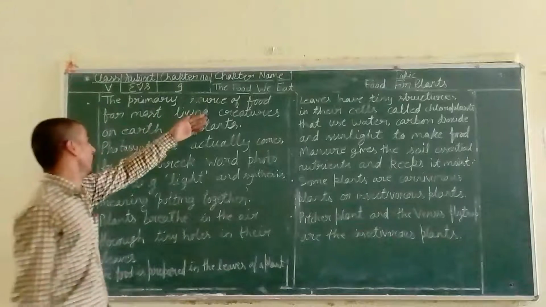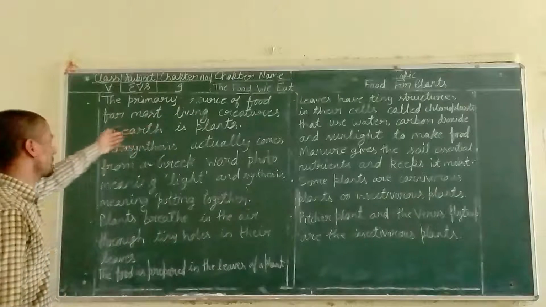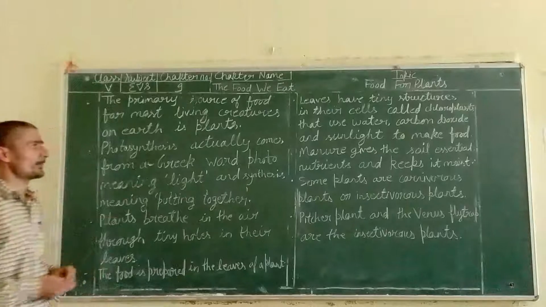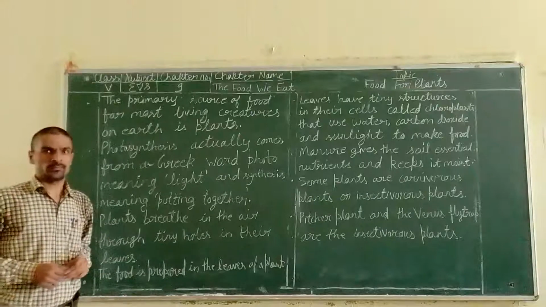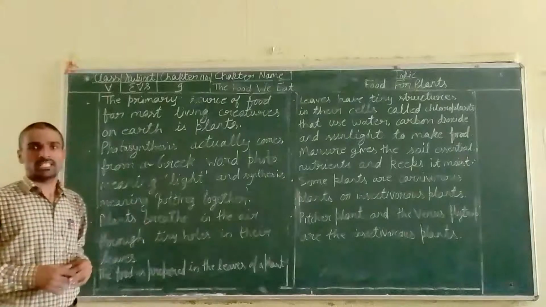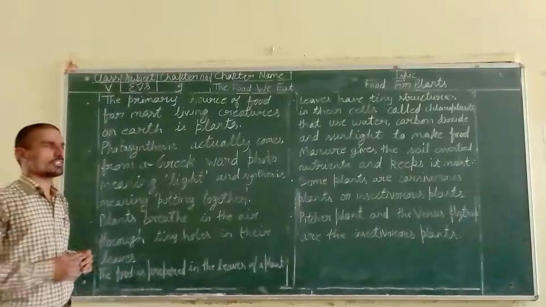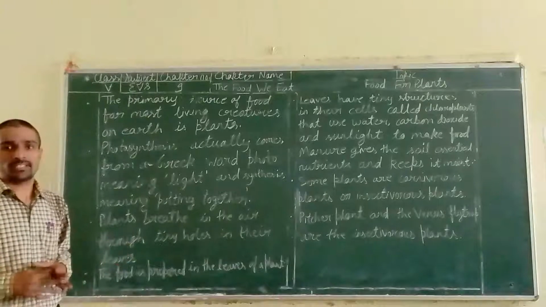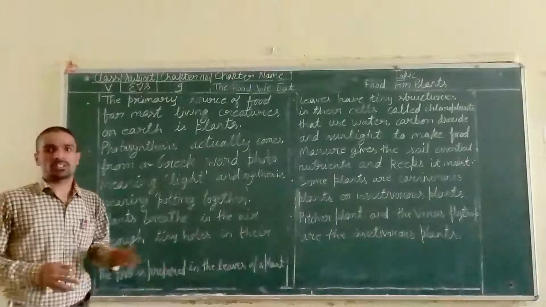The primary source of food for most living creatures on earth is plants. Plants are giving food not only to themselves, but also to other living creatures. All living things depend on plants for their food.